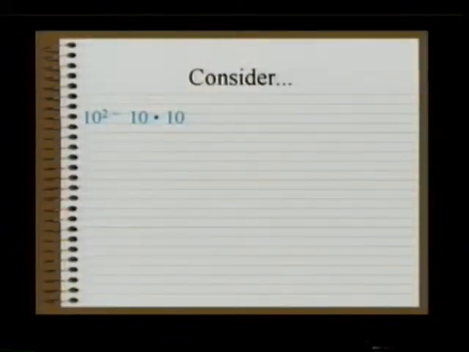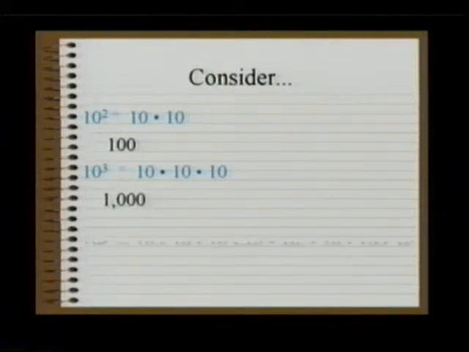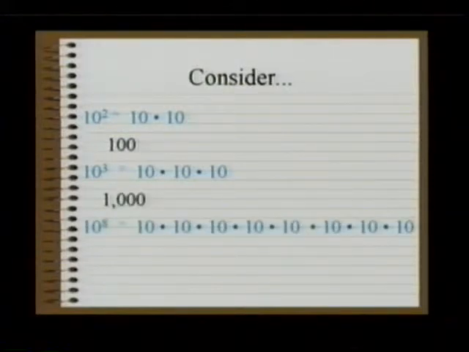10 to the 2nd, of course, is 10 times 10, or 100. Or, I'm sorry, 10 to the 3rd is 10 times 10 times 10, right? You know this. Or 1,000. 10 to the 8th, now we're starting to get into some big numbers, is 100 million, okay? A bazillion, no, 100 million.